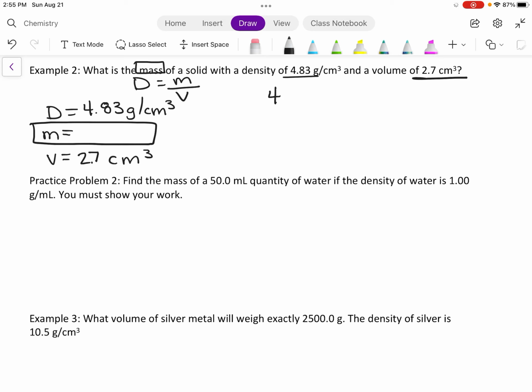So I'm just going to plug these in, 4.83 for density. I'm looking for mass, and then my volume is 2.7. We do have to do some algebra here, so I'm going to do that in a different color. I'm going to go ahead and multiply both sides by 2.7, so I can get my unknown by itself. So I'm going to cross those out. 2.7 times 4.83 is equal to 13.0.